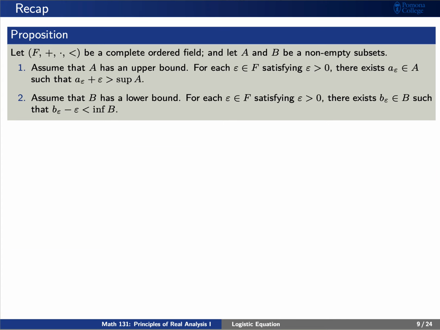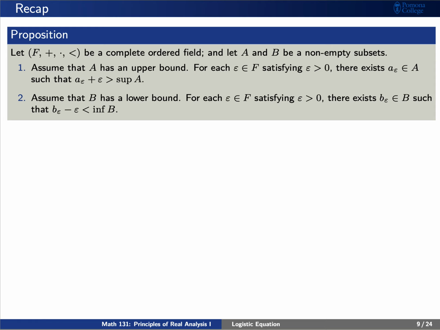We then had a few properties about upper bounds and lower bounds. Say that F now is a complete ordered field, and let A and B be non-empty subsets. Let's assume for the moment that A has an upper bound. Then we know that A has the least upper bound that we call the supremum. For each positive epsilon, there exists an element A sub epsilon such that A sub epsilon plus epsilon is greater than this least upper bound. In other words, we can find an element A sub epsilon that is as close to the supremum as we'd like for it to be.